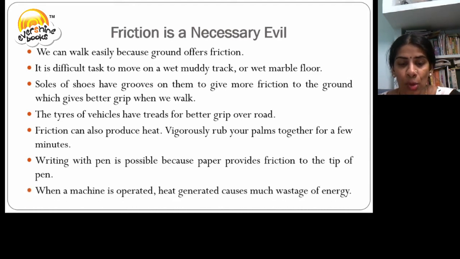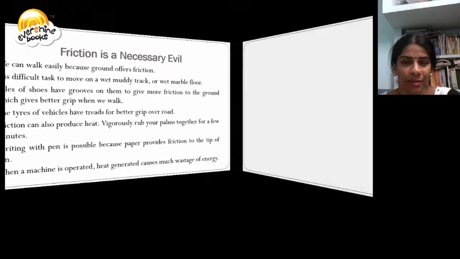When a machine is operated, heat is generated and causes much waste of energy. What conclusion would you come to when you read all these points? These show that friction is sometimes necessary and sometimes harmful. So we can say it is both harmful as well as useful, and hence we say it is a necessary evil.